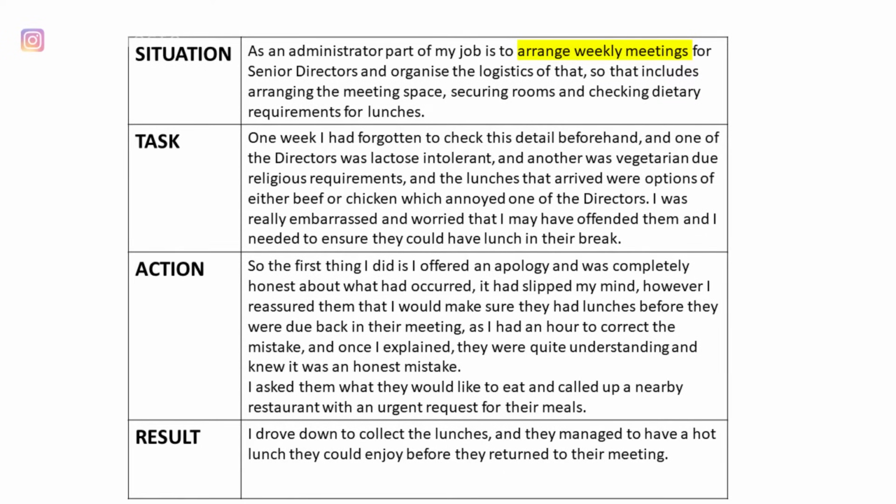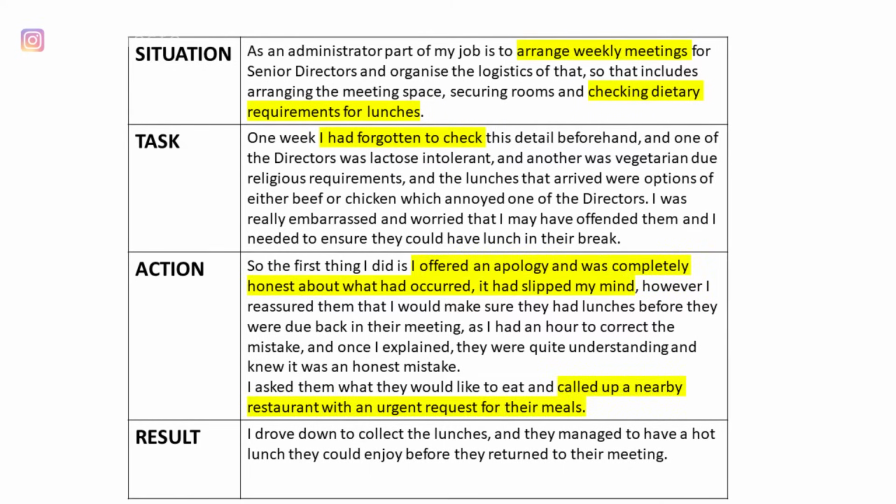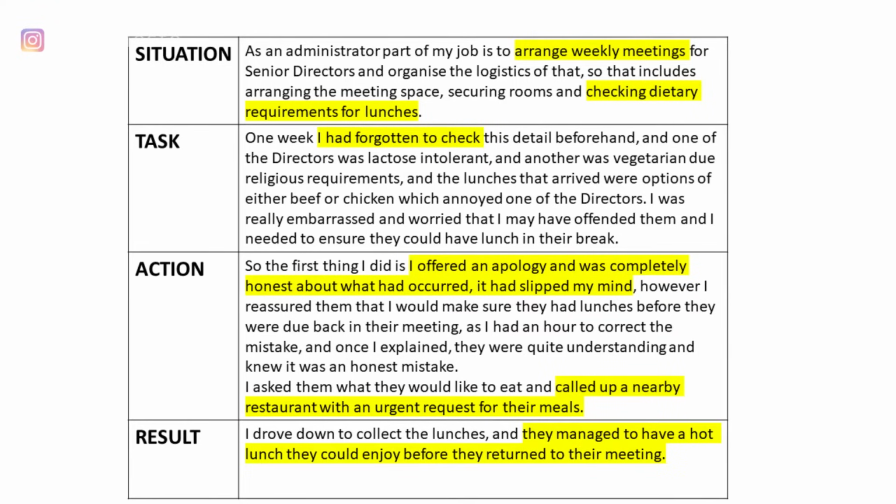The task is to check dietary requirements for lunches, which was the failure, and it resulted in 2 of the directors not being able to eat the lunches. Then the action was an apology and an honest explanation of what happened, plus finding a place to collect the lunches. The result was that both directors got lunches that fit their dietary requirements.